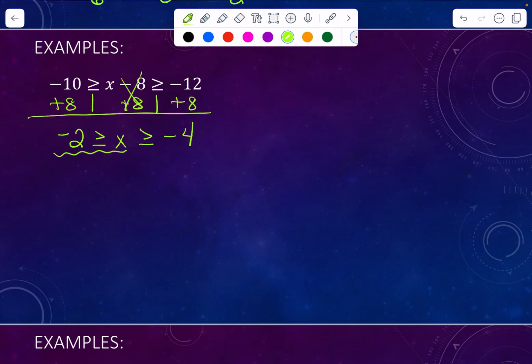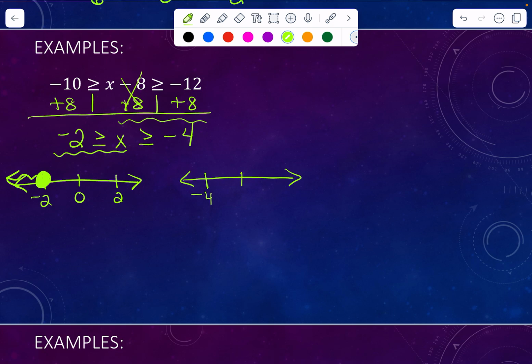Now, if you want, you could graph these separately. So if you graph this first one, this would be negative 2, 0, 2. It'd be a closed circle at negative 2. And it says negative 2 is greater than x, so x must be less than negative 2. The second one here would be negative 4, 0, and 4. It says x is greater than or equal to negative 4, so it'd be a closed circle, and I would shade to the right. Now, remember, this is an AND statement.